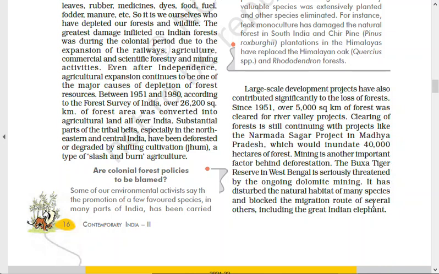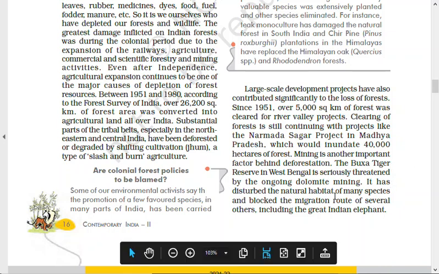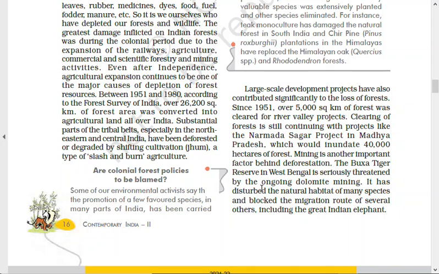Okay, two questions. It has disturbed the natural habitat of many species and blocked the migration route of several others. So you know what happens these days, a solution we have started getting is that we make a pathway, or an underpass, for the forest. Suppose there is a flyover, a road or expressway constructed in the middle of the forest, right? In that case, the animals cannot cross the road, or in the course of crossing the road, they get killed, right?